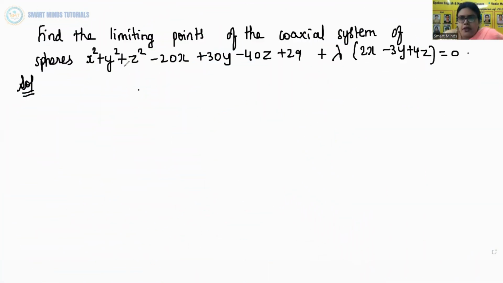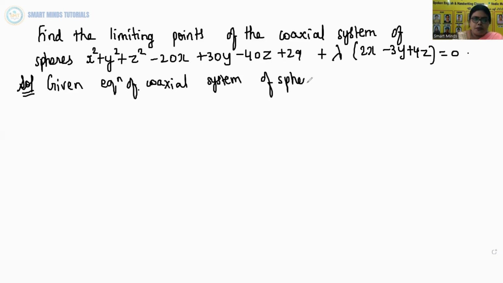Now see, we have taken up a question to find the limiting points of the coaxial system when the equation is in sphere plus lambda into plane form. Okay, so first let us write down what is given to us. Given equation of coaxial system of spheres.